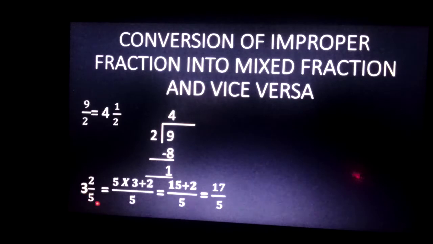So the denominator is multiplied by the whole number and then the product is added to the numerator. So 5 into 3 plus 2. Therefore, that is 15 plus 2 is equal to 17. And the denominator remains the same. So this is the improper fraction which you get from this mixed number.